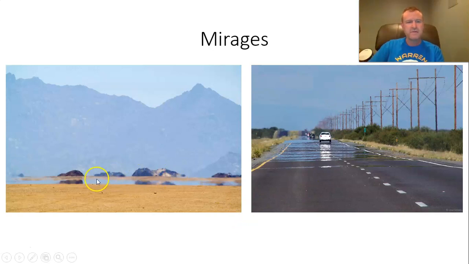So here's a couple pictures. One is in the desert. Looks like there's water on the desert ground out off in the distance. The other, you're going to see this all the time now that you're driving more and the weather's getting warmer. You need a warm day to see this, really. But up ahead the road looks wet, but it's not wet. You get up there and you notice it's not wet.